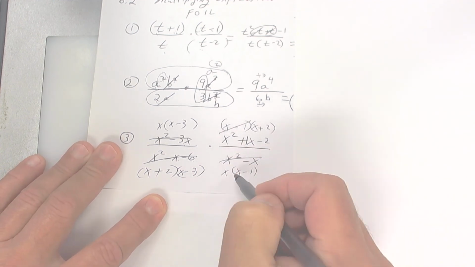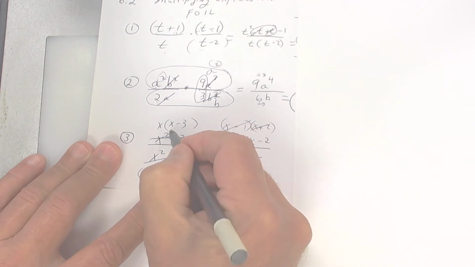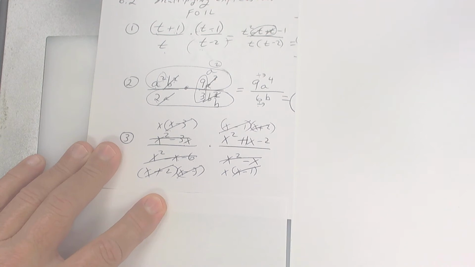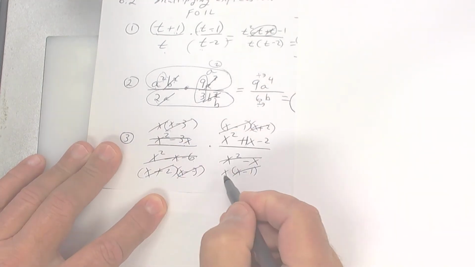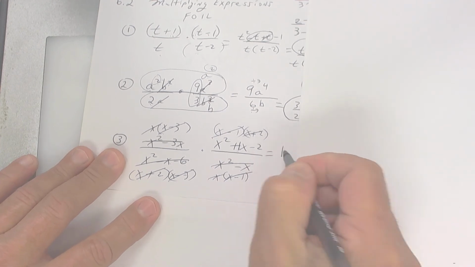You see this one? Bam, knock it out. See that x plus 2? Bam, knock it out. See that x minus 3? Bam, knock it out. Let me see. Looks like the only thing left is that x, and it's gone. So everything reduced here, so you're going to put 1.